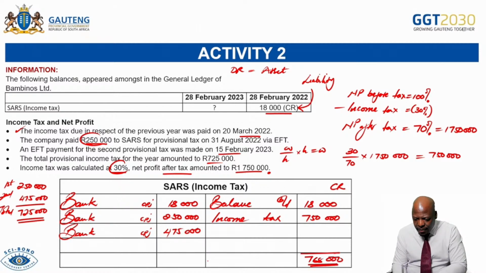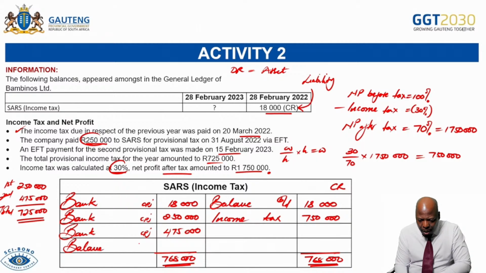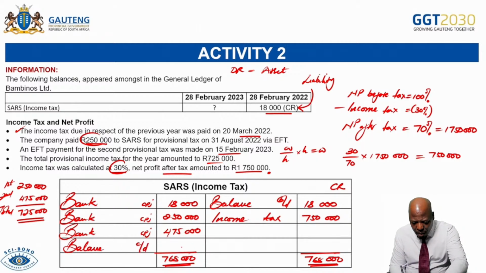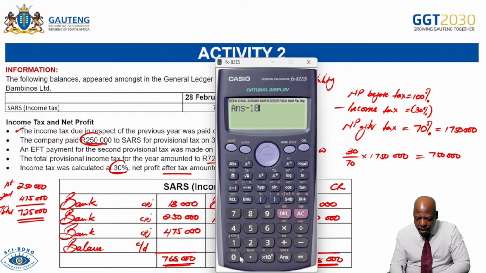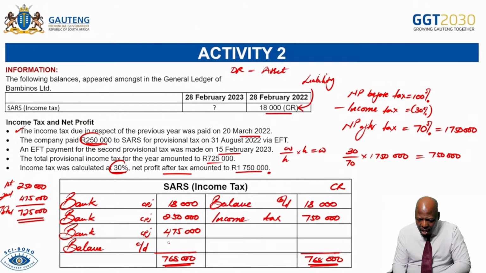Okay, and then my double lines. 768,000. So I'm going to come here now and I'm going to get my balance and I'm going to call it carry down. How do I get it? I'll now say my 768 minus the 18,000 minus the 250,000 minus the 475,000. Okay, and then that's going to give me 25,000. So 25,000 becomes my balance carried down, which therefore becomes my balance.